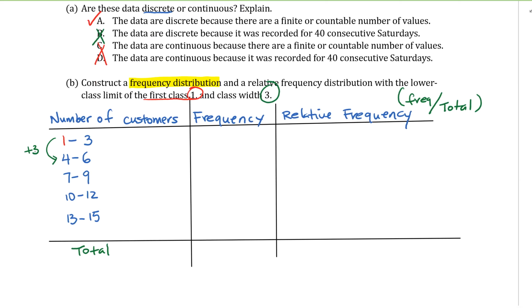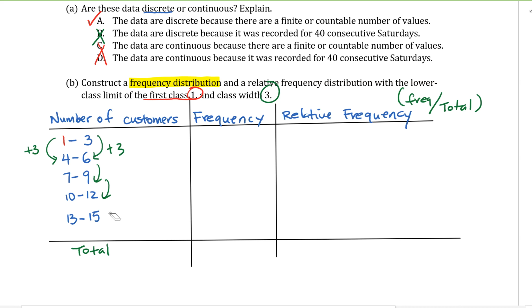I can do the same thing for the upper class limit. Notice that 3 plus 3 gives me 6, 6 plus 3 gives me 9, 9 plus 3 gives me 12, 12 plus 3 gives me 15. So when you add the class width to the lower class limit, it gives you the next lower class limit, and when you add the class width to the upper class limit, it gives you the next upper class limit.